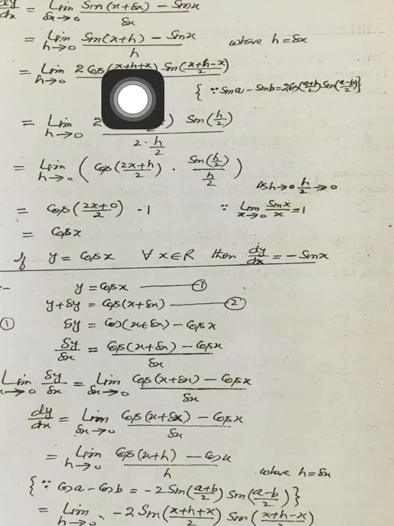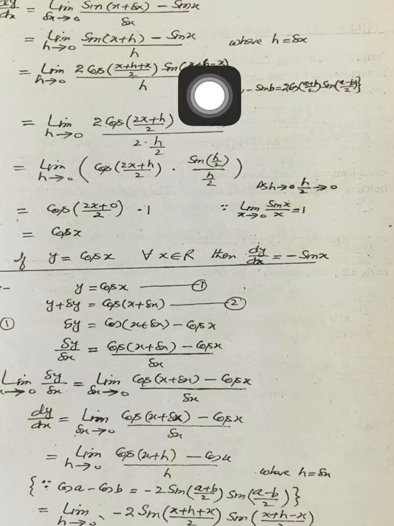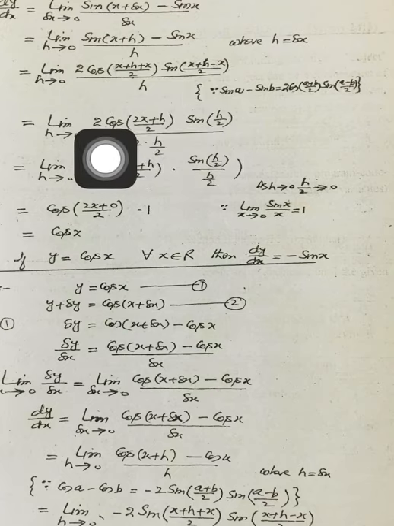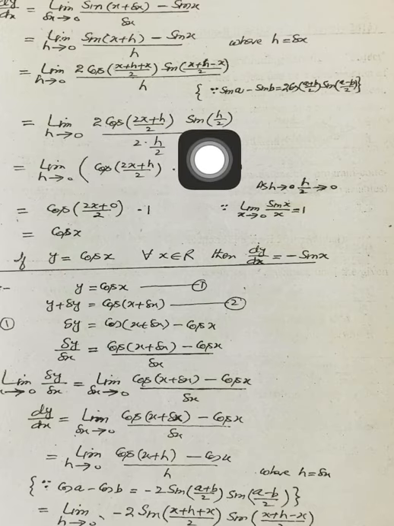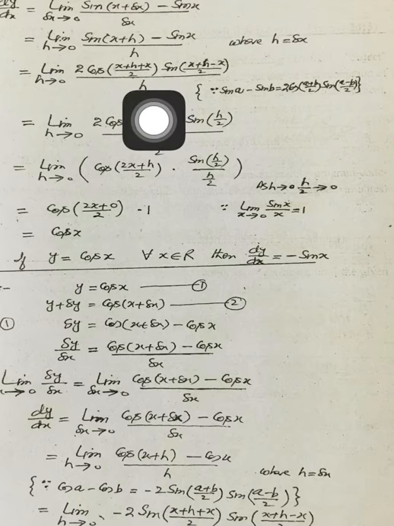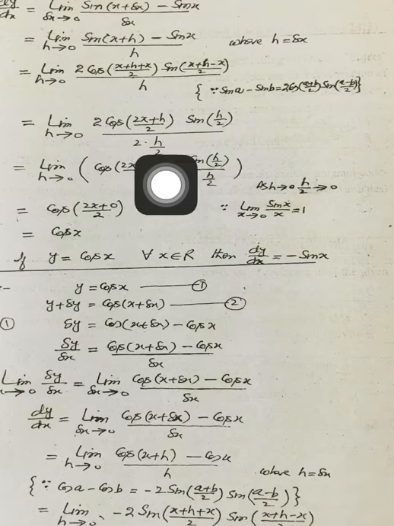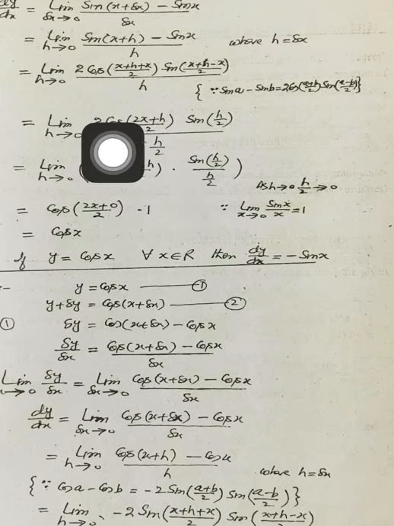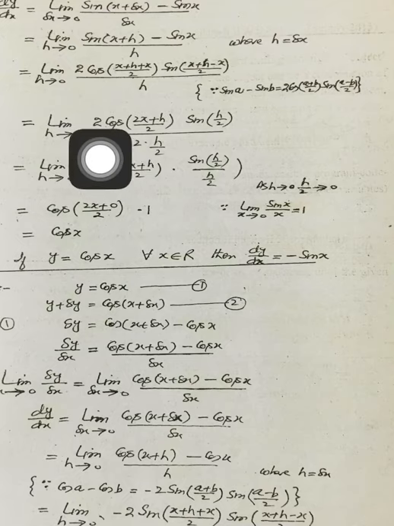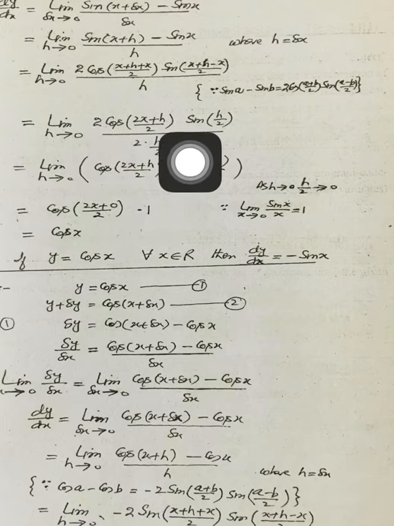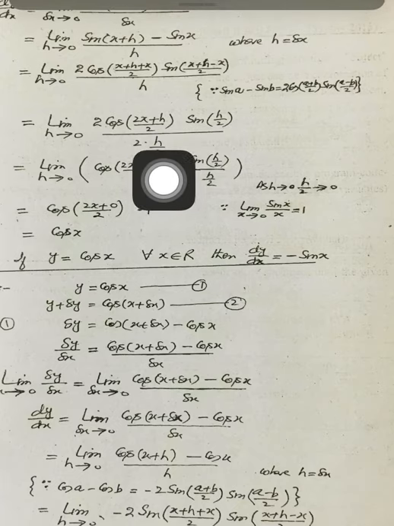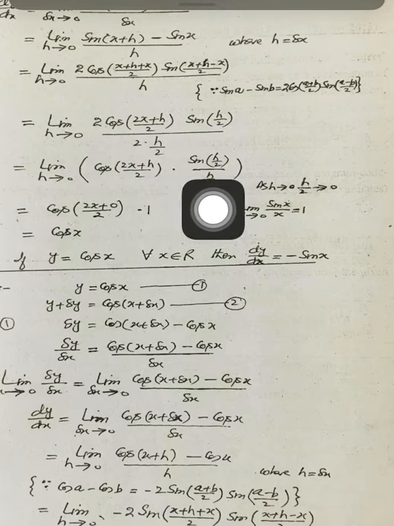Now in the next step, I am adding these two x's, so it becomes 2x plus h, and here these two x's cancel out, so only h over 2 remains. So 2 cos of 2x plus h over 2 sine of h over 2 divided by h. Now if I multiply this h by 2 and also divide by 2, that doesn't matter. So I have this result. This 2 cancels with this 2, so cos of 2x plus h over 2 remains, and sine of h over 2 is divided by h over 2.